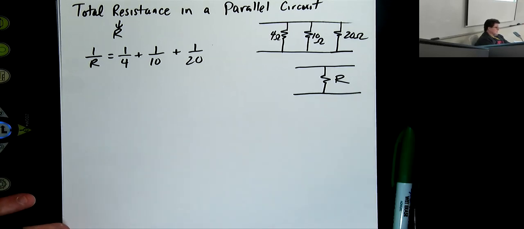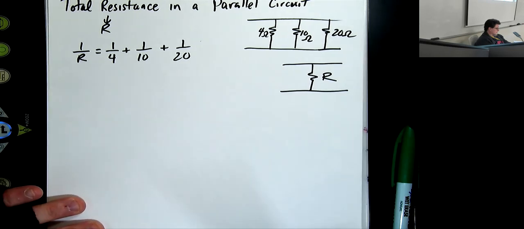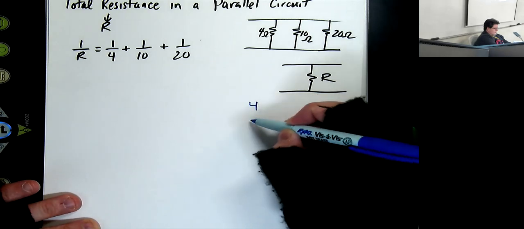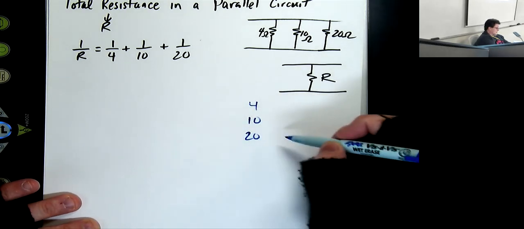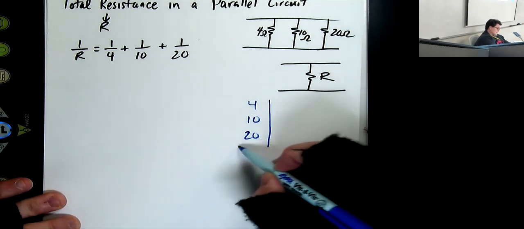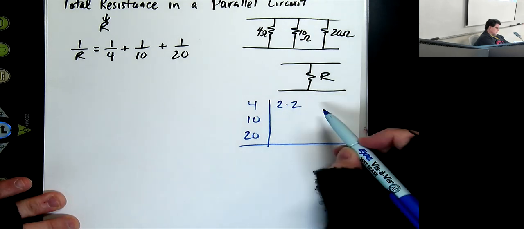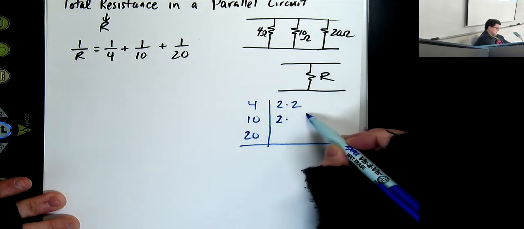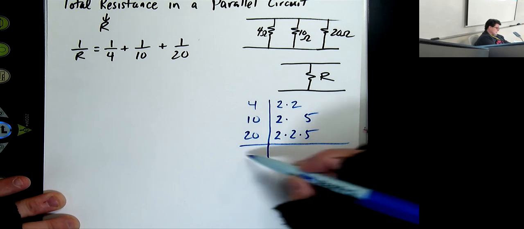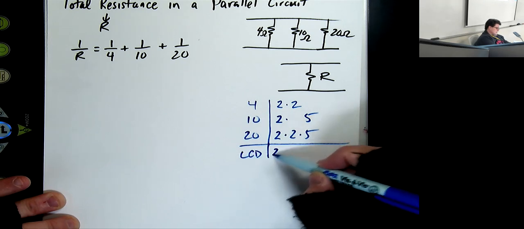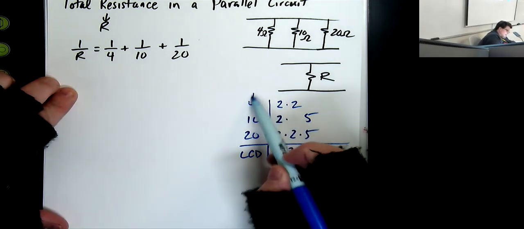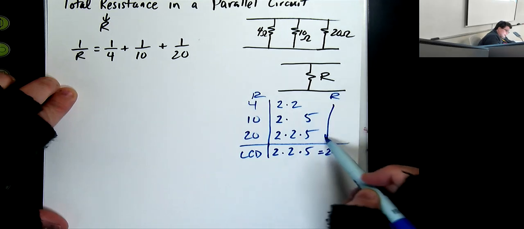So what is my lowest common denominator? Let's take a look. I got 4, 10, 20, and R. We'll add in R at the end. If I do the little table, I've got 2 times 2. Here I've got 2 times 5. Here is 2 times 2 times 5. So the LCD is going to be 2 times 2 times 5, which is 20. It also has an R. I didn't put the R in there. We can add in the R, bring it down, make it 20R.